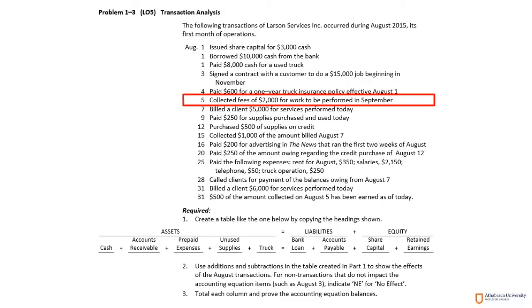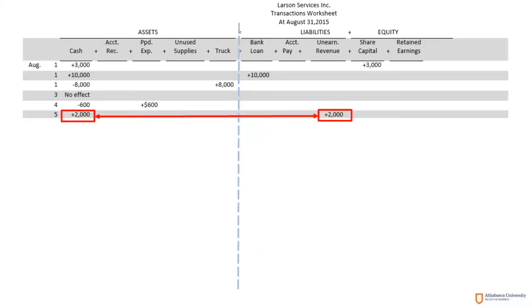On August 5, $2,000 cash was collected for work to be performed in September. Cash has increased by $2,000 because of an increase in a liability, unearned revenue. Unearned revenue is a liability because work is owed to a customer for cash received in advance.